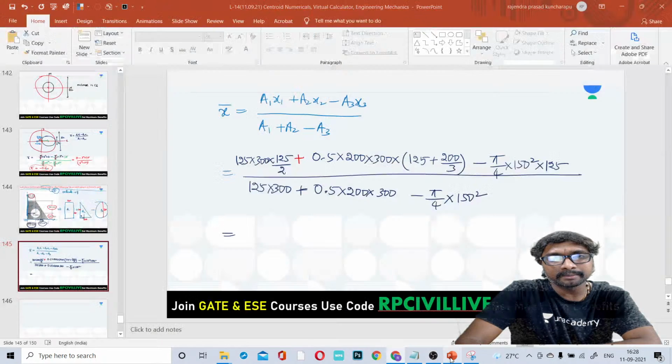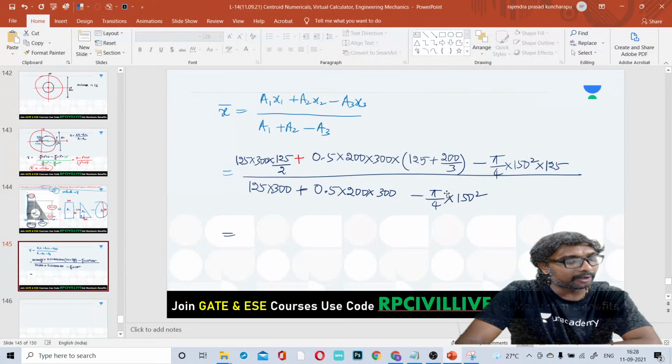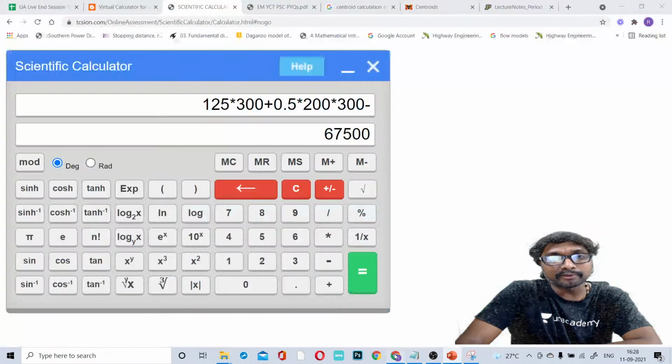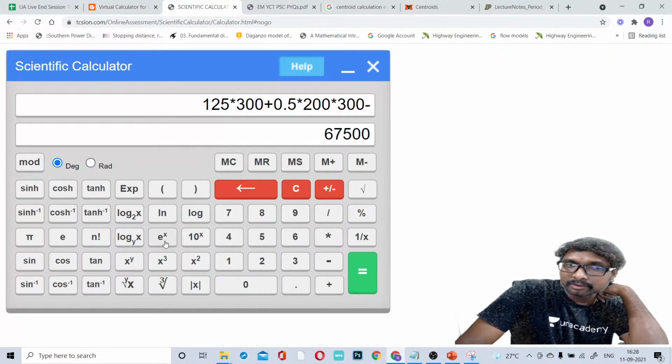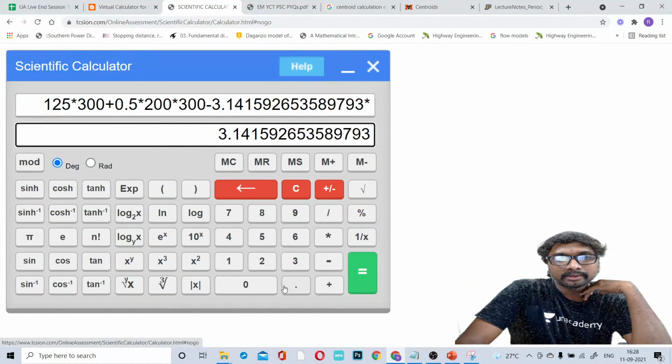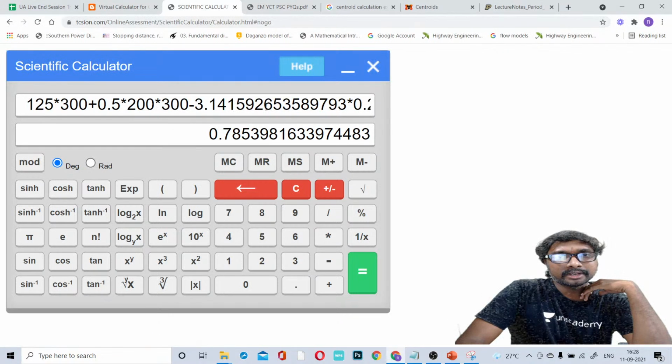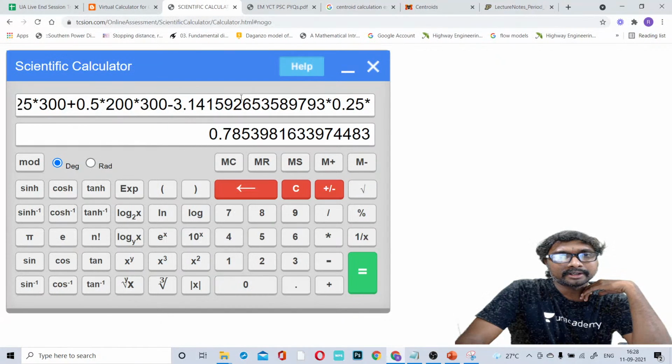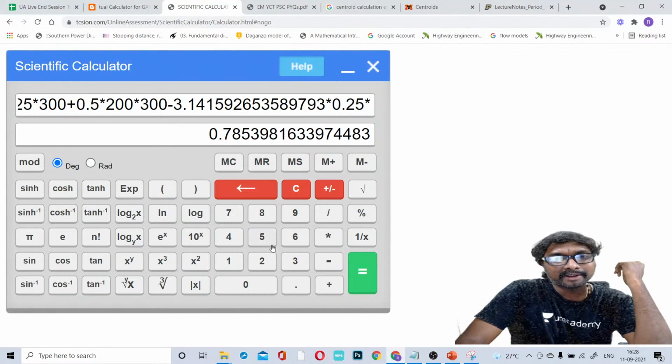Minus how much can it be? Minus pi by 4 into 150 square. So pi by 4 is nothing but pi into 0.25; 1 by 4 we can write as 0.25. So just pi into 0.25 into 150 square. 3.1415 is nothing but pi.